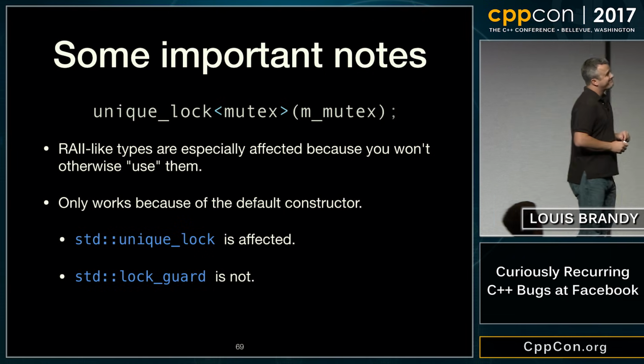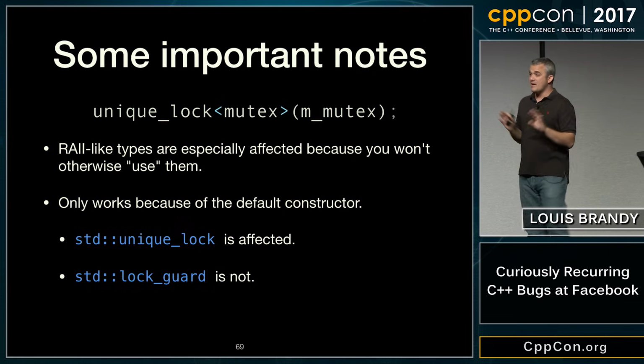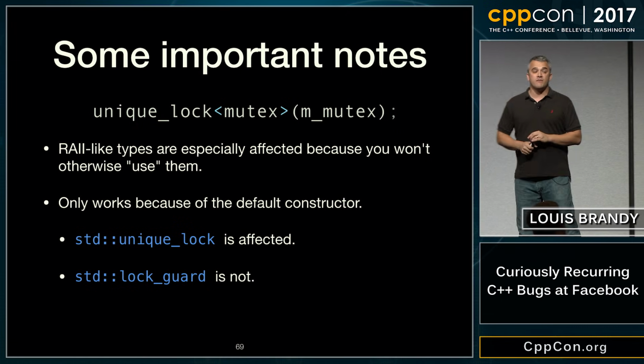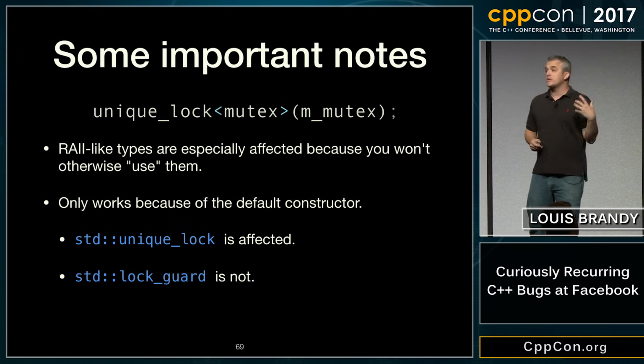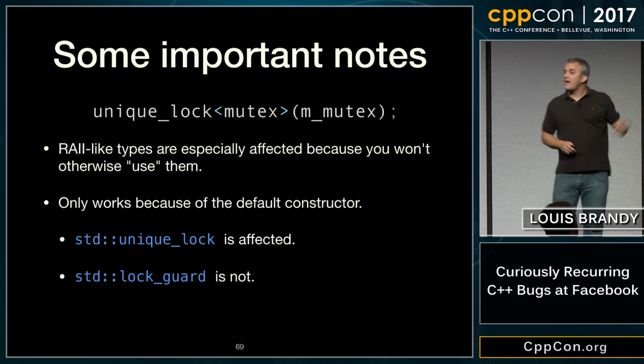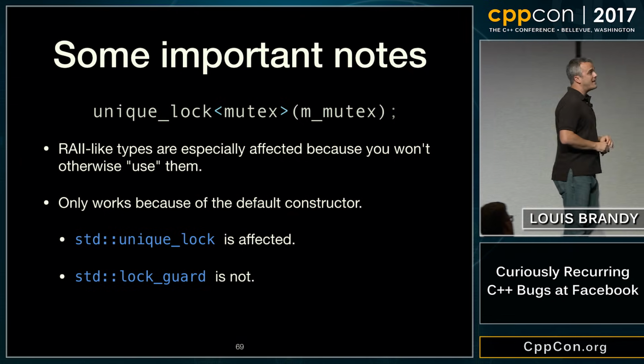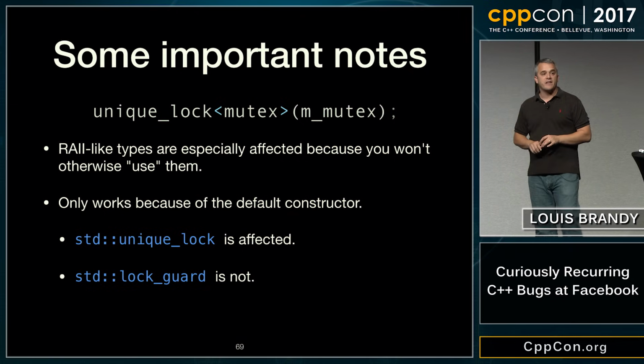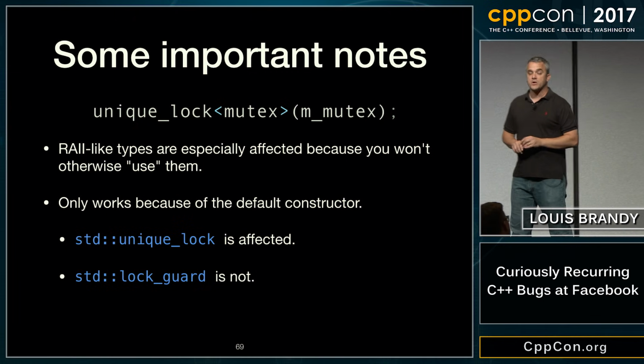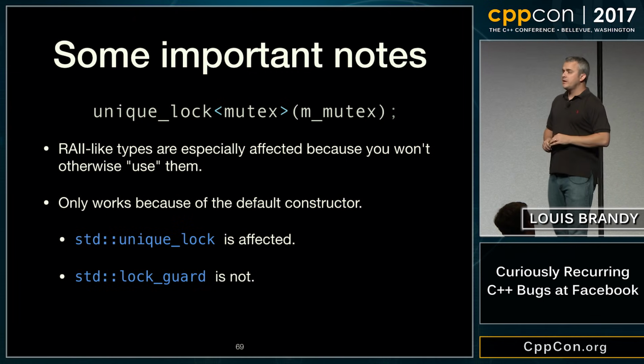So we found, I don't know, tens, maybe 100 cases of our other lock guards that did have default constructors being bugged in this fashion. So if you have a lock guard, run, don't walk, to see if it has a default constructor, okay? And by the way, unique lock does.